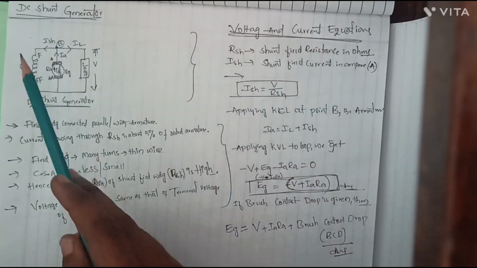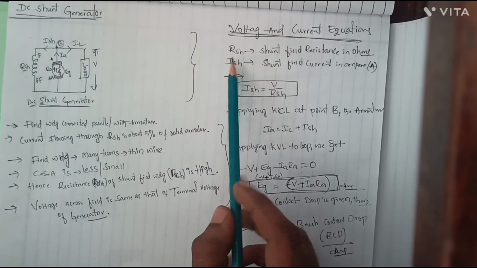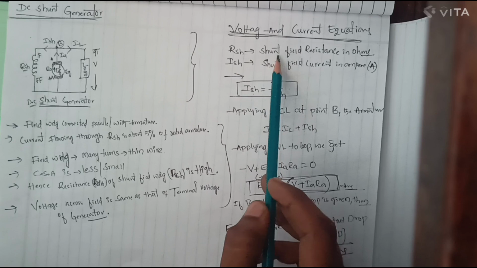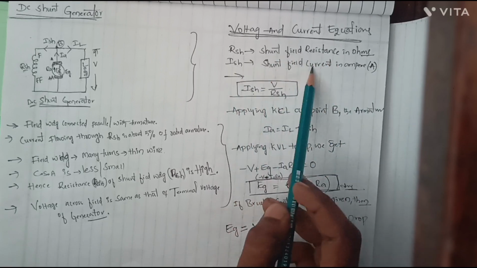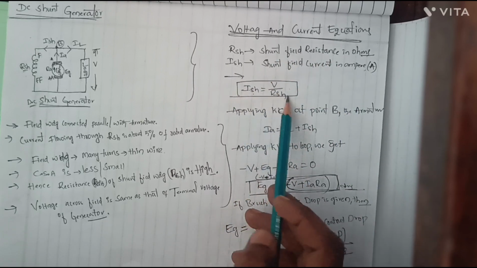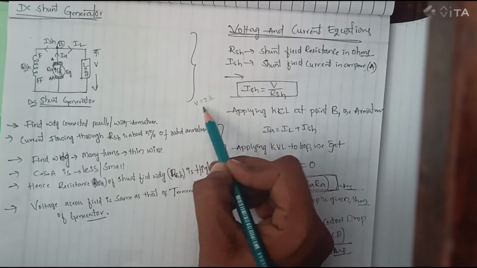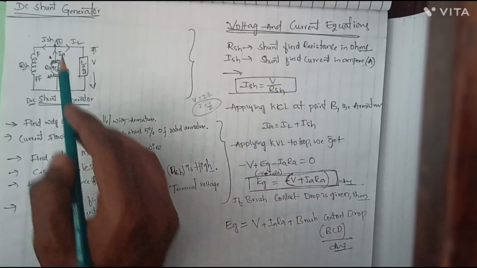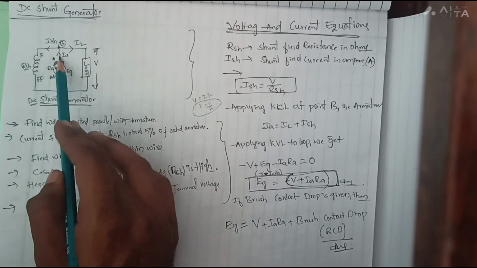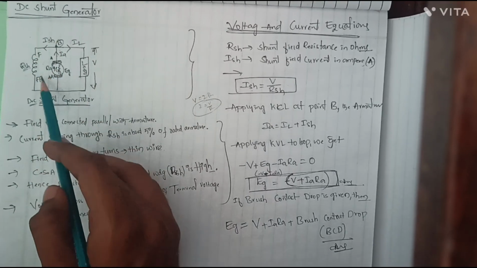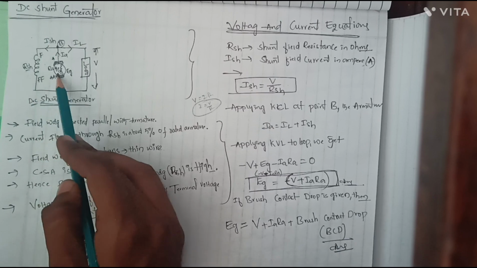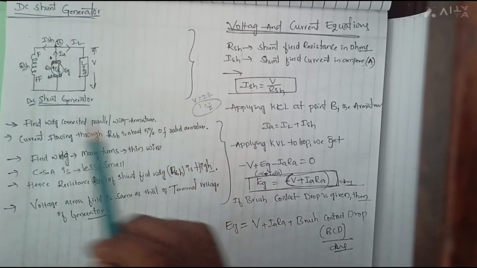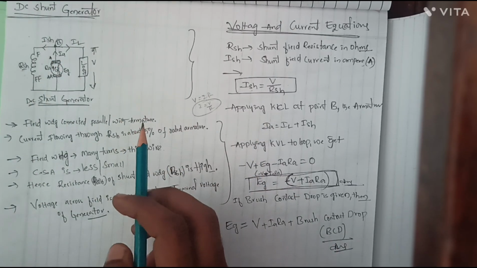Voltage and current equations of the DC shunt generator. Rsh is the shunt field resistance in ohms, and Ish is the shunt field current in amps. Ish equals V by Rsh, since by Ohm's law V equals I into R, so I equals V by R. Applying KCL to point B: because the field is connected in parallel with the armature, the current is divided. In a parallel connection, the current is divided.